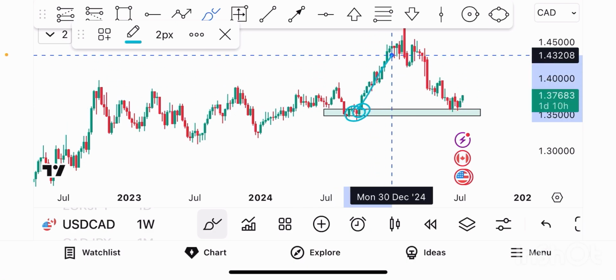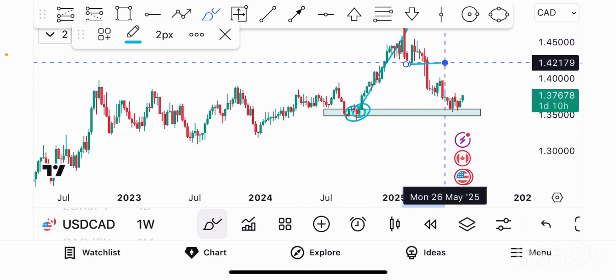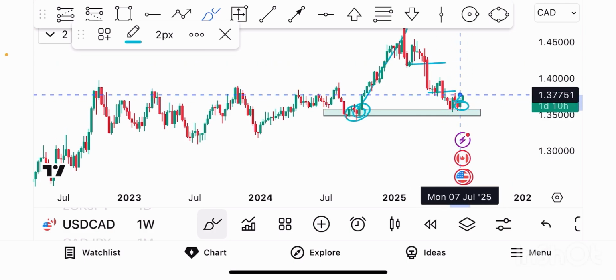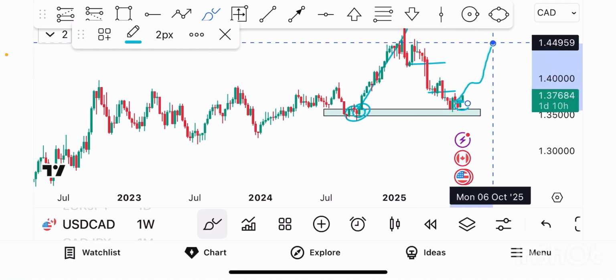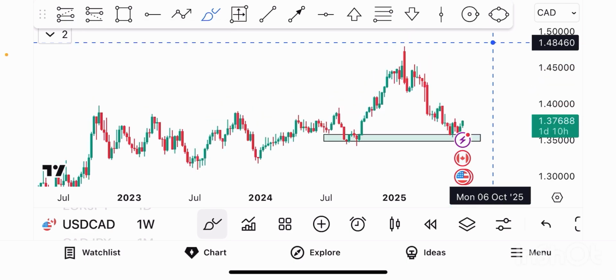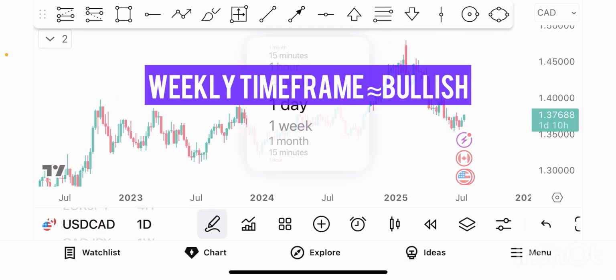All this move to the upside was created. Right now we see how the price pulled back, breaking structures to that same level, and is currently holding at that level. And from here we anticipate more bullish price action to develop also. So from the weekly time frame, we are also seeing a bullish like structure. So let's now check the daily.